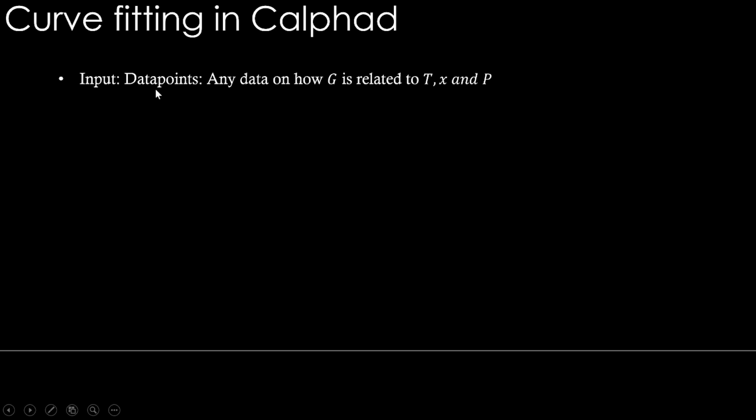Now in CalPHAD, a similar structure is there. Input data points are going to be any data on how G is related to temperature, composition and pressure. Any data in the sense, enthalpy can be related there, activity can be related there, entropy can be related there, Cp can be related there, chemical potential can be related there. So multiple things can relate to G. When T, X and P change, all those things change and G changes, right? So these are the different data points we are going to give as input for CalPHAD based thermodynamic assessment.